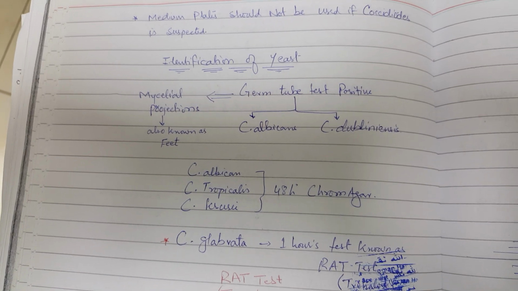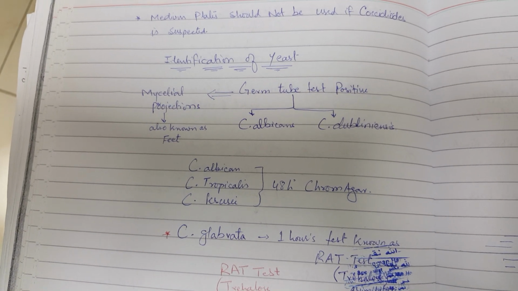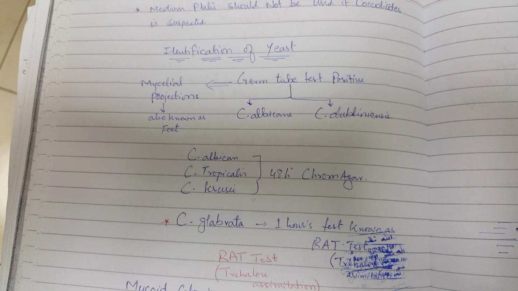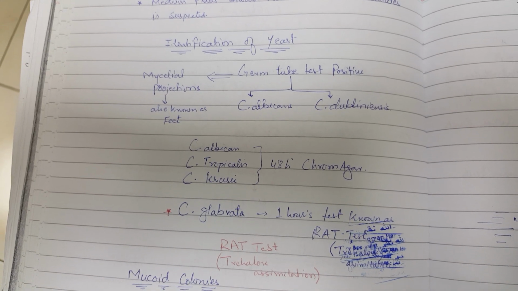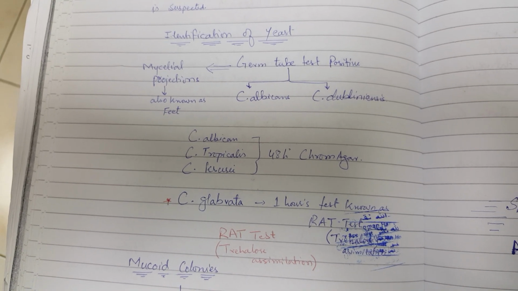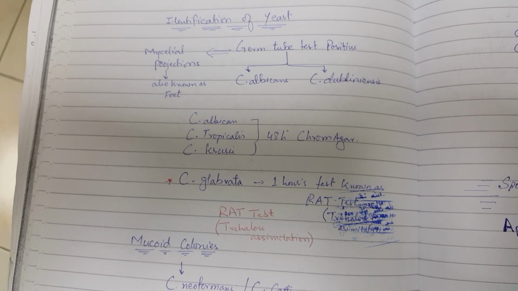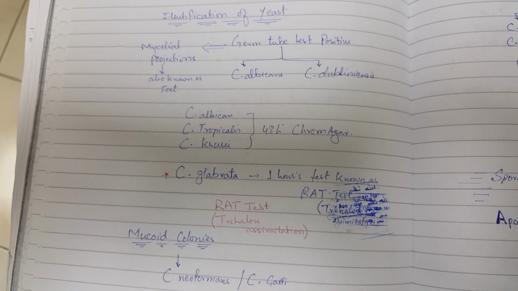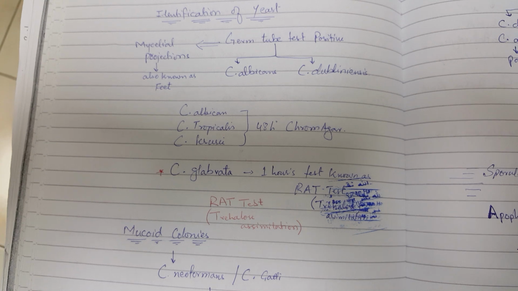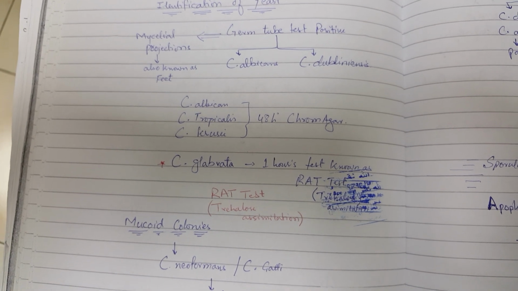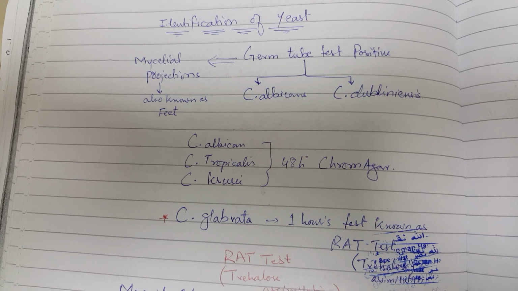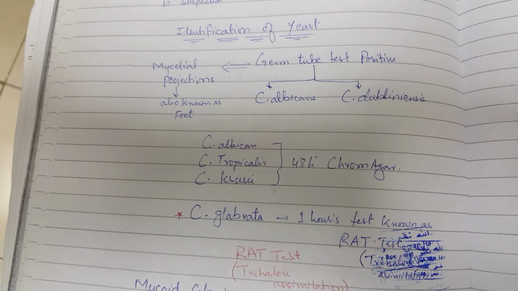The identification of yeast is first done by the germ tube test, in which mycelial production, also known as feet, is seen in the case of Candida albicans, while Candida dubliniensis is negative. Albicans, tropicalis and krusei are identified on 48-hour CHROMagar, while in C.